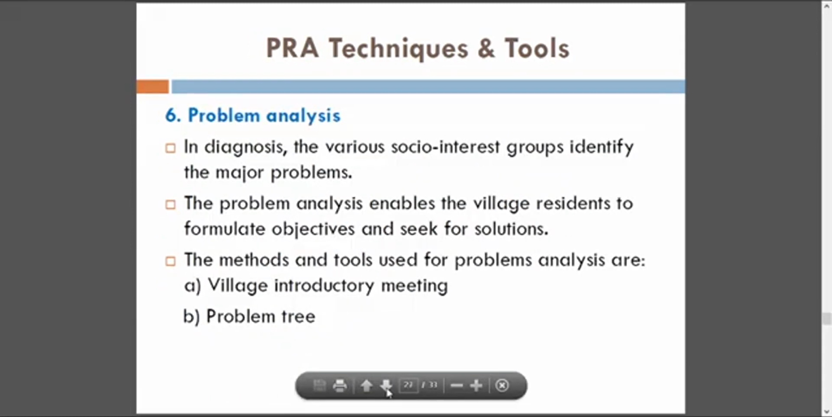We also have the other method, which is problem analysis, and here we have diagnosis of a given problem, but in this diagnosis we want to understand what the problem is in the community and what is causing it, and then if this problem is not addressed, what could be the effects of this problem. So we can use two methods. One is a village introductory meeting, the first meeting that you hold in a village or in a community. So through that you can analyze a given problem with a community, or you can also use a problem tree.